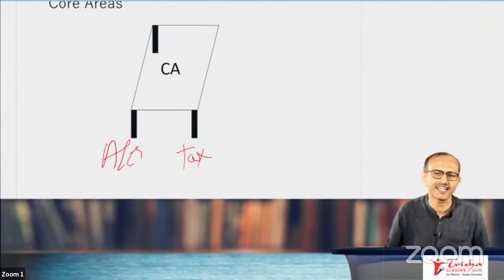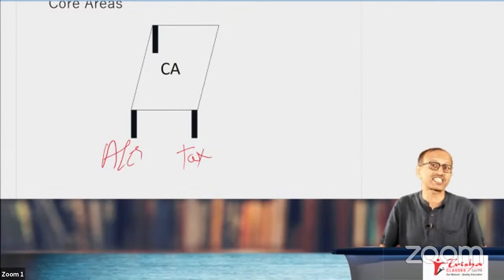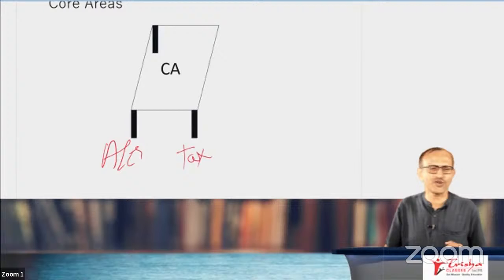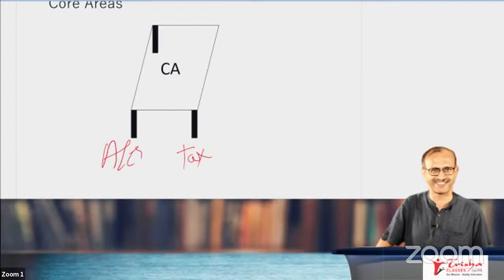Tax planning. The other one is tax avoidance. The third one is tax evasion. So you need to understand the very clear difference between these three words. What is tax planning? What is tax evasion? What is tax avoidance?